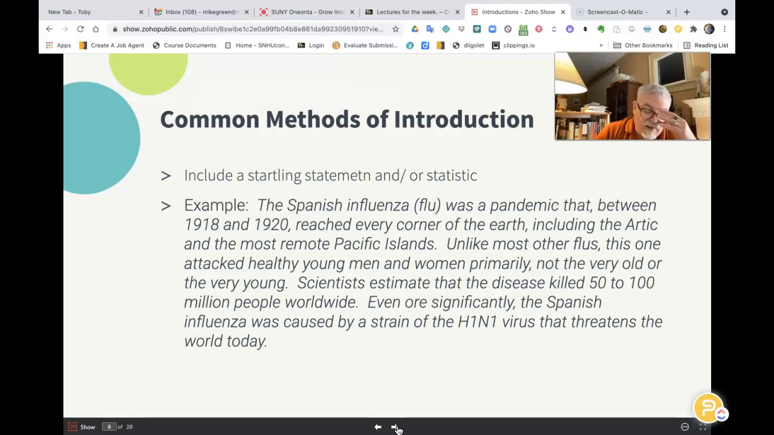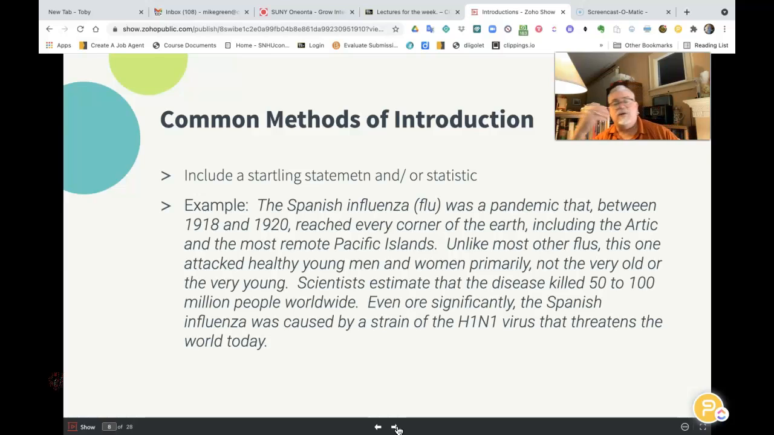Another way to do things is to include a statistic or a startling statement as well. Some essays are going to begin with statements of statistics. Sometimes they'll have numerical data that may shock readers and get them intrigued to want to read more. Some will use both, but again, relevance is important.